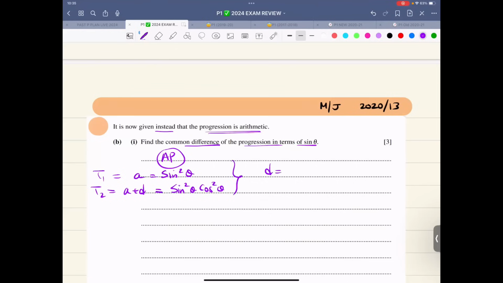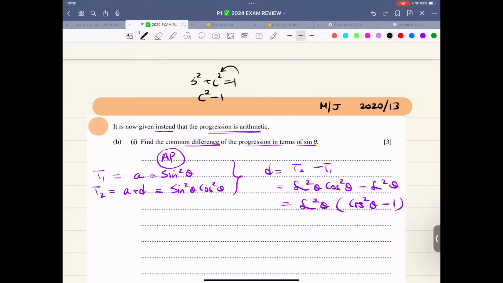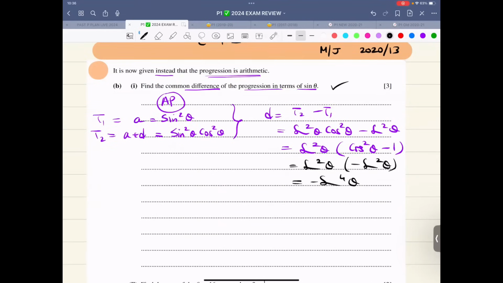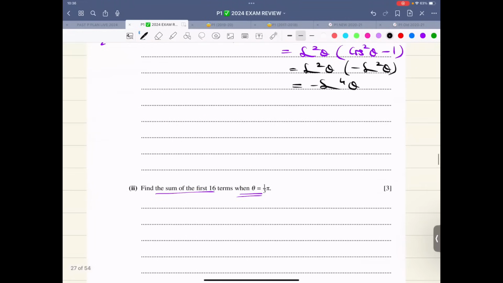a plus d is sine squared theta, cosine squared theta. Now the common difference is T2 minus T1, which is sine squared theta cosine squared theta minus sine squared theta, which can be written as sine squared theta common, cosine squared theta minus 1. Now remember, sine squared plus cosine squared equals 1. Therefore, cosine squared minus 1 is negative sine squared. So this is sine squared theta into negative sine squared theta, which is negative sine to the power 4 theta. So that's the common difference.